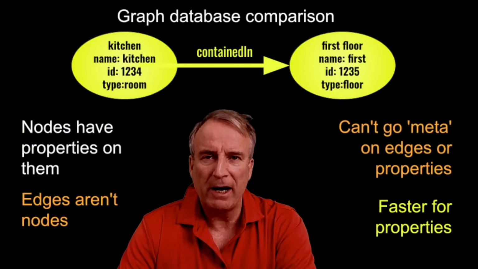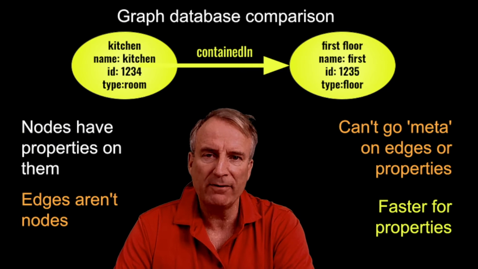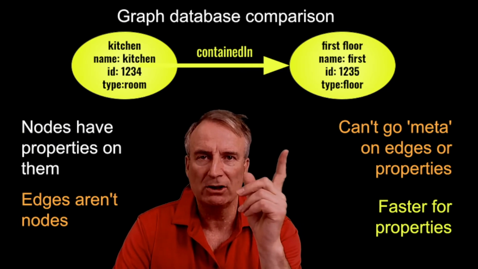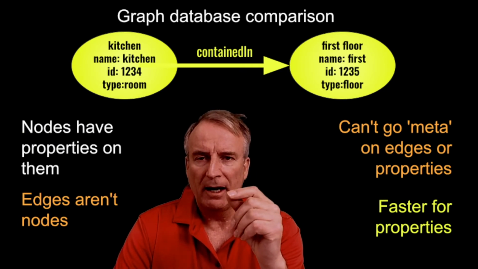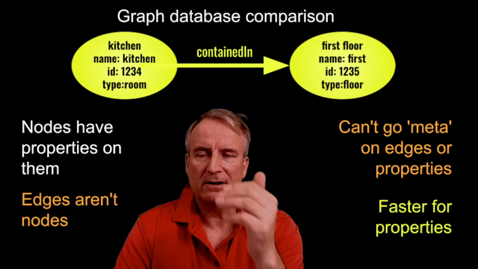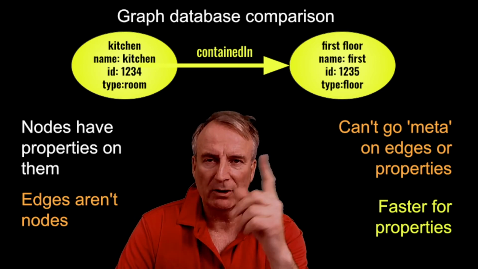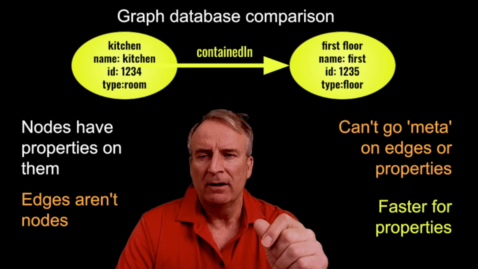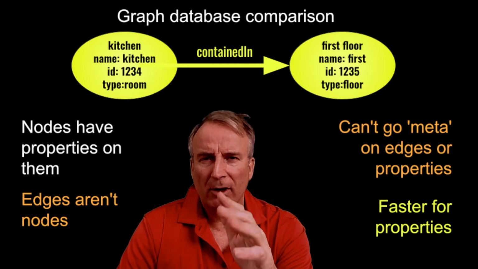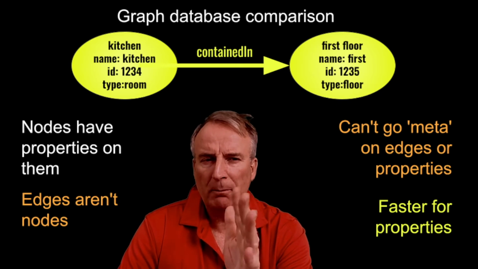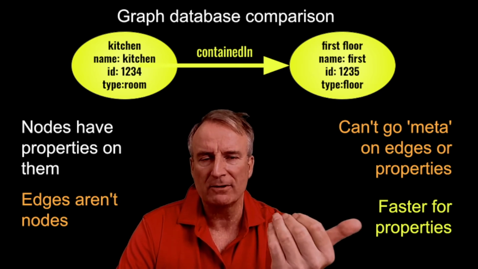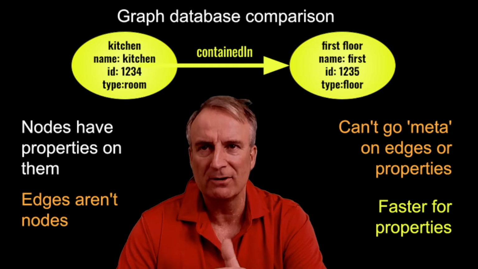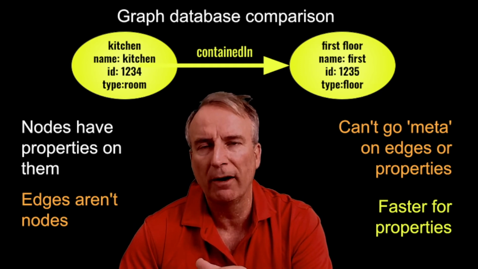Let's compare that to a graph database. In a graph database, we might have a document at each node. And so we can put all the properties into that document. And then we have a relationship between them, like contained in, an edge. So very similar to semantic web, looks pretty comparable. And it's certainly faster for properties. It's a great way to represent your properties because they're all together. We can load them all in one go.